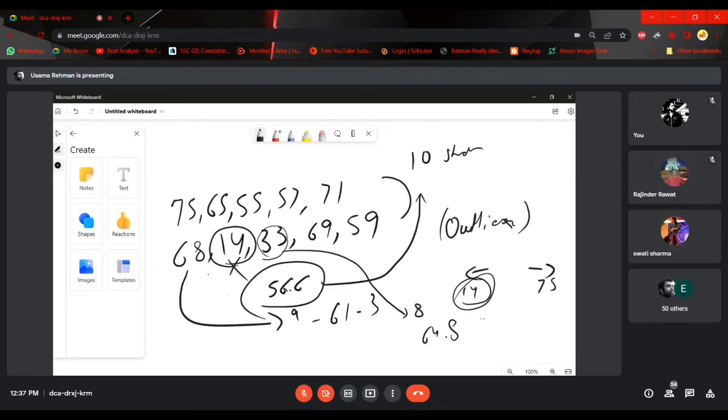Correct? So mean is one method to describe the data, but the mean is affected by outliers. Did everyone understand this? Shall we move ahead? Next we have something called the median.